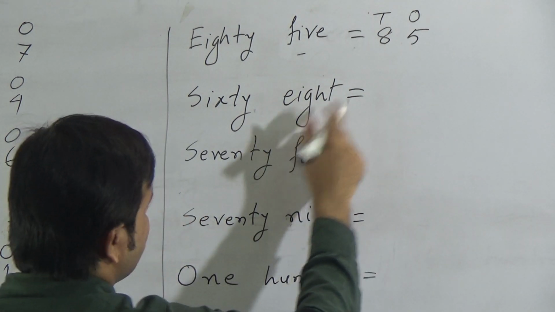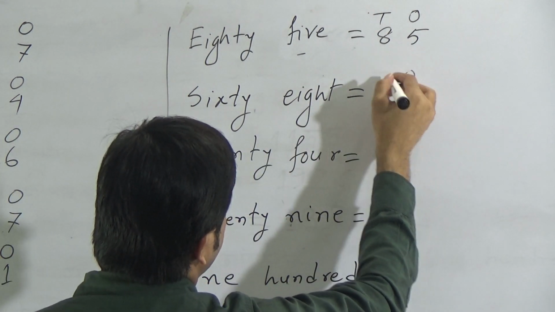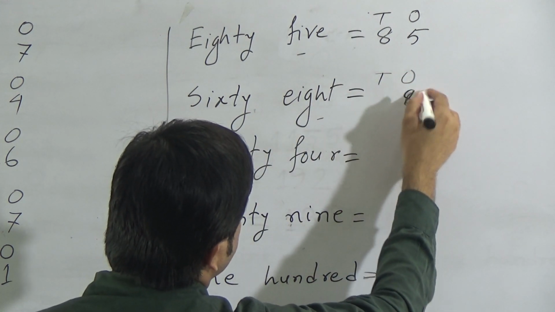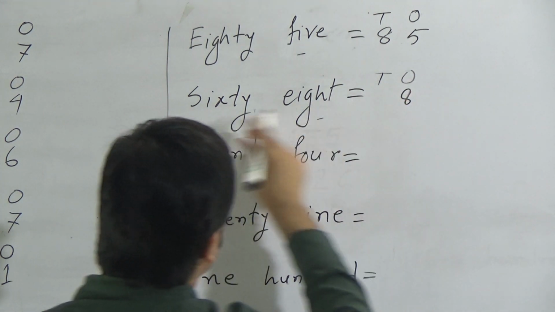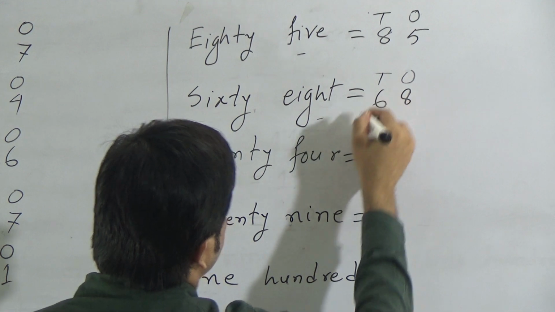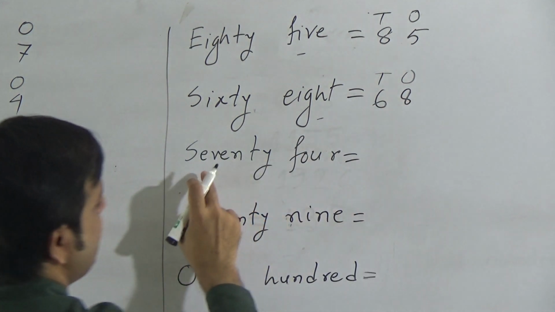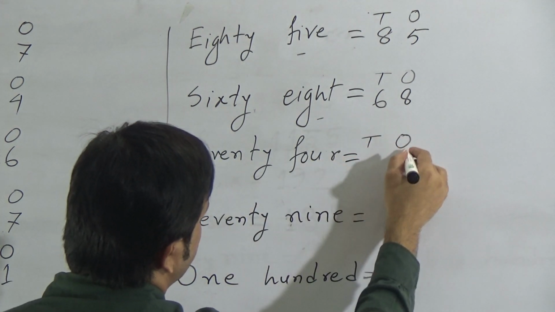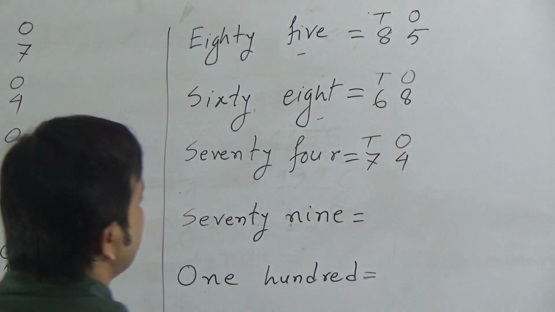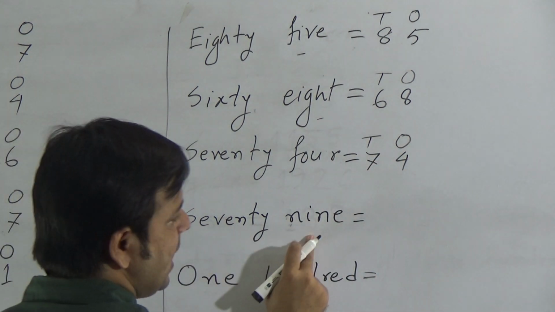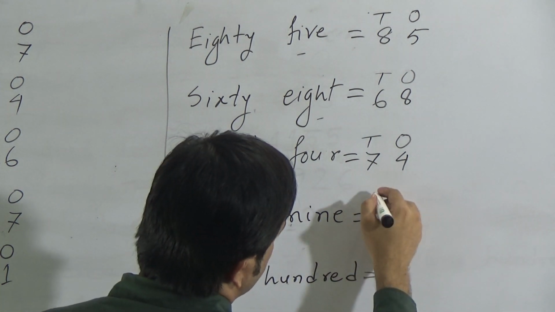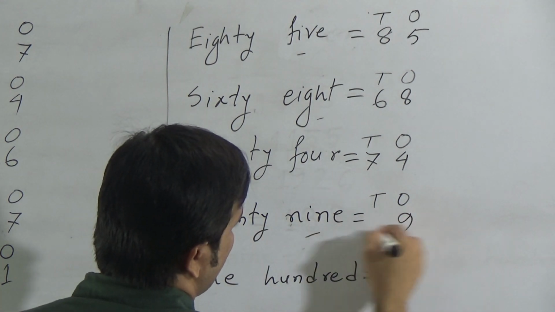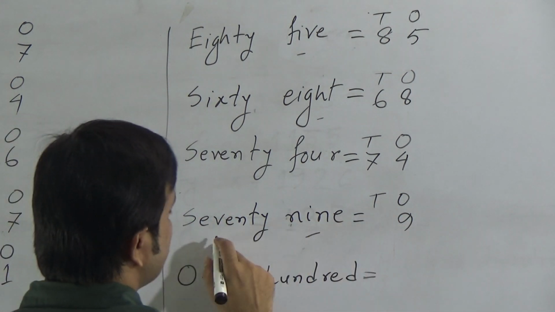Now 68. To write 68, 8 will be in ones place and 6 will be in tens place. This is 68. Now 74. So 4 will be in ones place, 7 will be in tens place. This is 79. So ones place will be 9 and tens place will be 7, as this is 79.